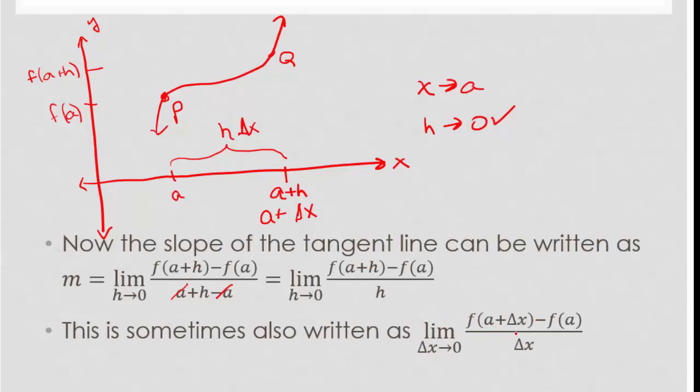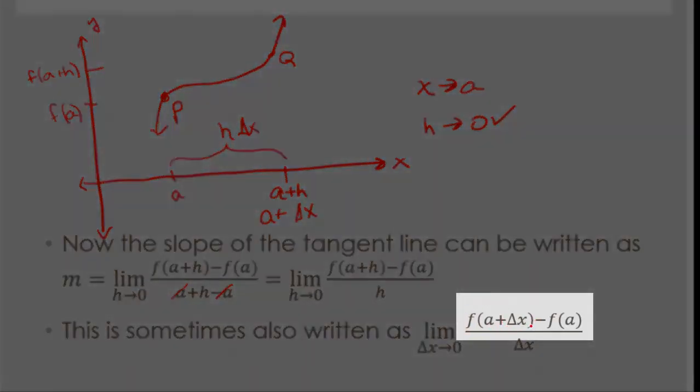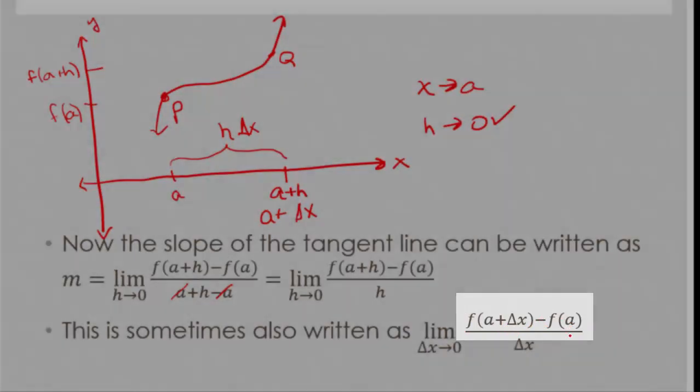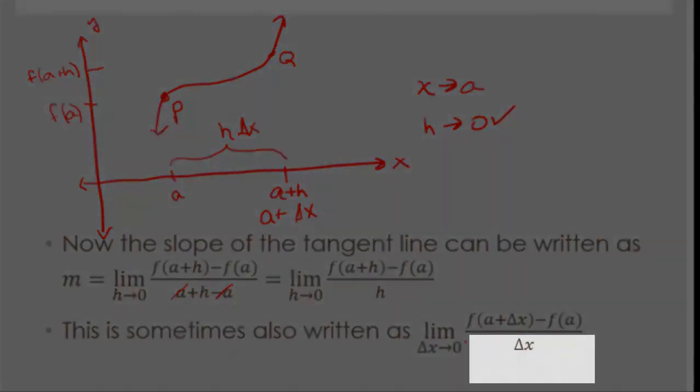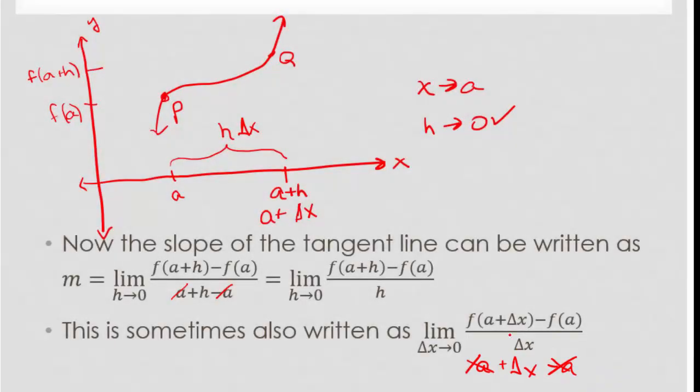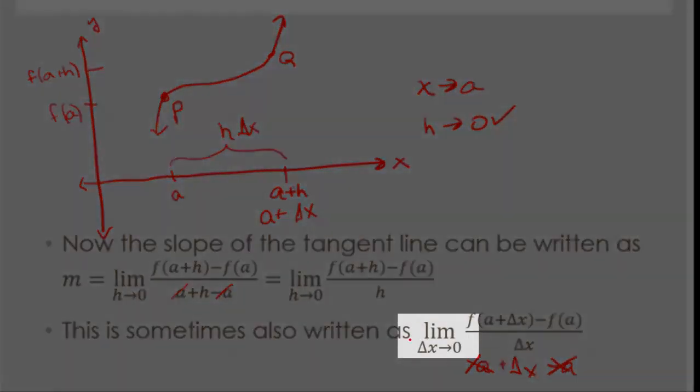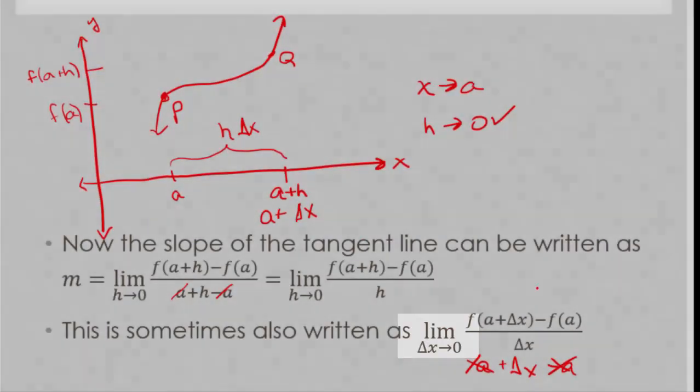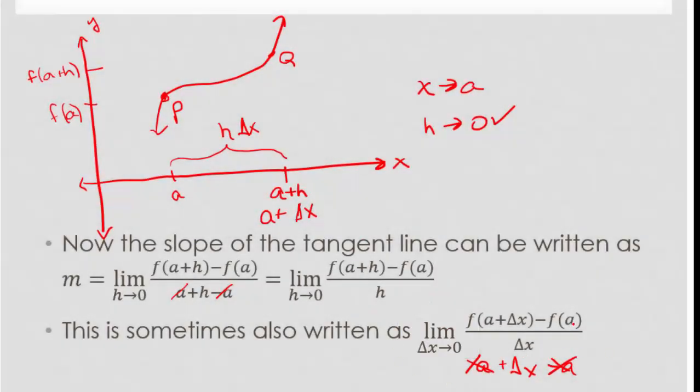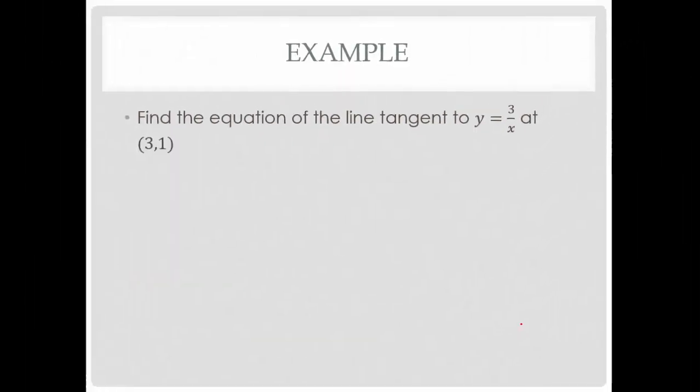Here's your y value, f of a plus delta x minus f of a, divided by, technically this starts out as a plus delta x minus a, and then of course the a's go away, and you're left with just delta x, and then you'd let delta x go to 0. This is a very general way to write this. So those are some of the different notations you can see for this concept.